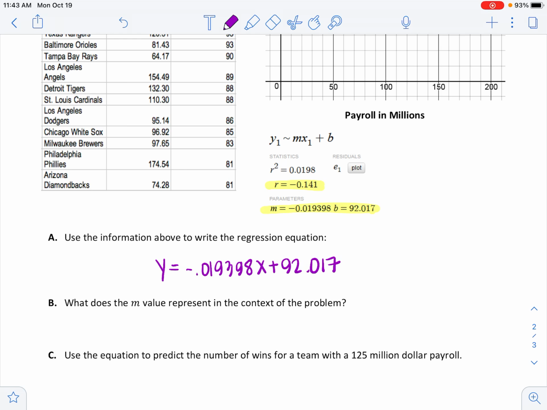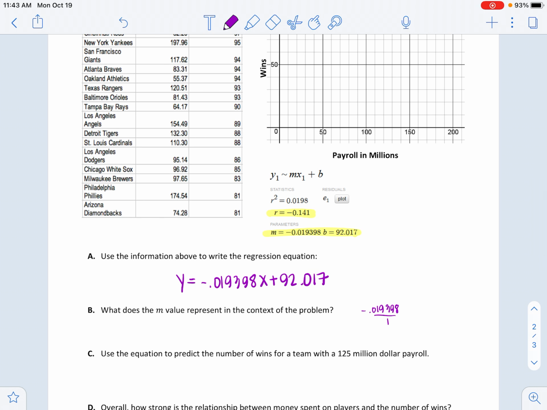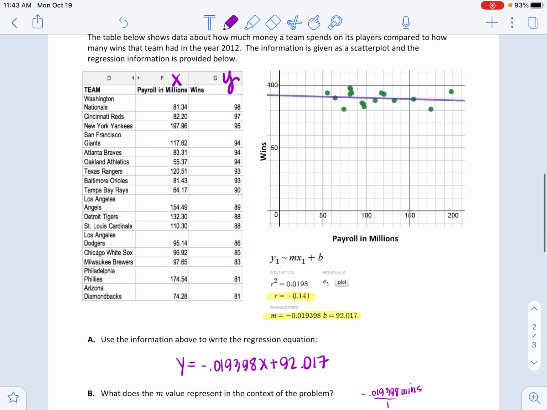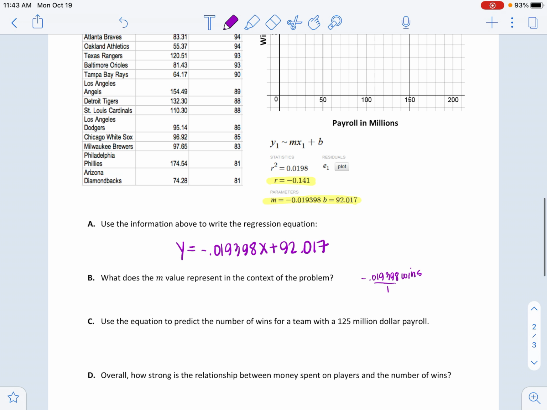Once again, I like to say, that's that negative 0.019398. I'll put it over 1. I'm going to say what the y value is because it's rise over run. Y is wins. X is payroll in millions, so $1 million. I'll write it like that. So I'm going to say on average, a team will go down 0.019398 wins for every $1 million made.